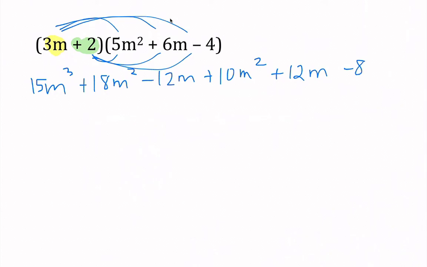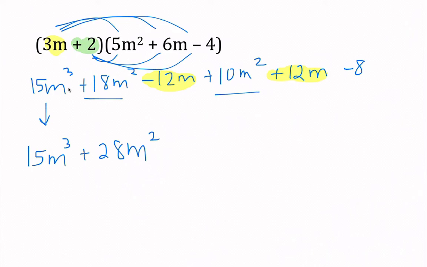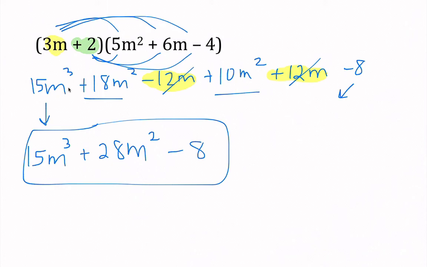So now that I've done that, I'm going to combine my like terms. There are no other m cubed, so this guy drops down. I have m squareds and m squared, so I add those numbers together. 18 and 10 give me a positive 28, and those are my m squareds. Okay, as I look at my m's, I have a negative 12m and a positive 12m. I notice those are opposites. Opposites cancel. And my regular number, this is my only one, so it drops down. So it's the same idea, you're just multiplying an extra time.